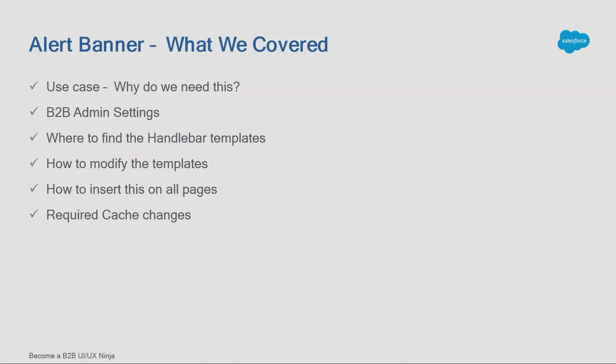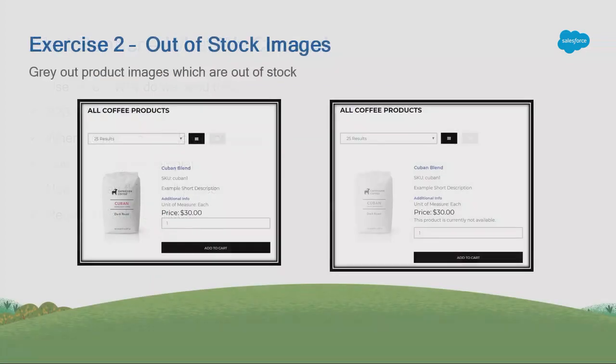Okay, so what just happened? What did we do? So we created an alert banner for the top of our storefront. So we created some custom settings. We identified the handlebars template that we want to override. We modified the handlebars template code. We put that into a Visualforce component. We included that in a Visualforce page. We told B2B Commerce to use our custom Visualforce page in a header includes end. And we specified that in the CC admin settings, and we did the required cache changes to make that happen. So that's a quick recap of exercise number one.